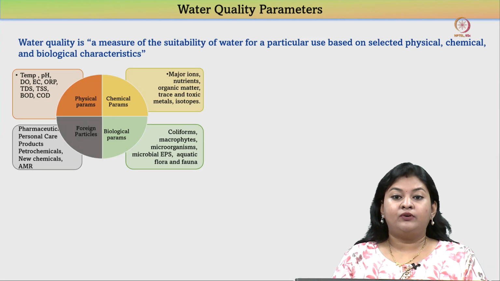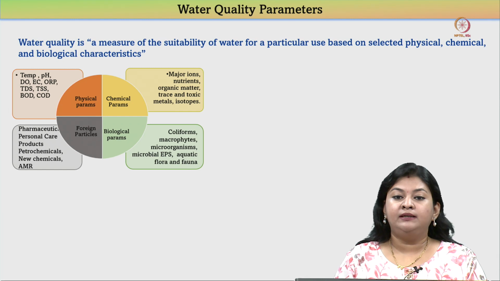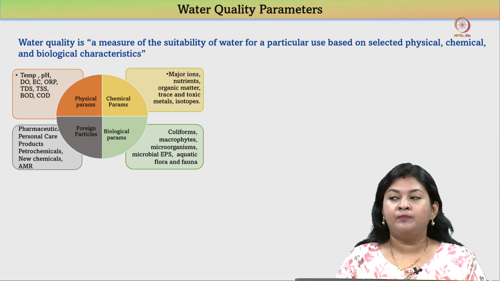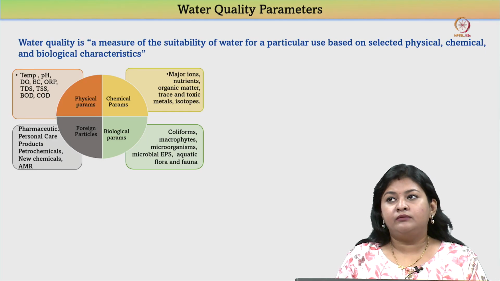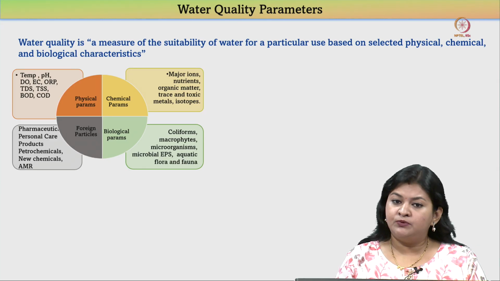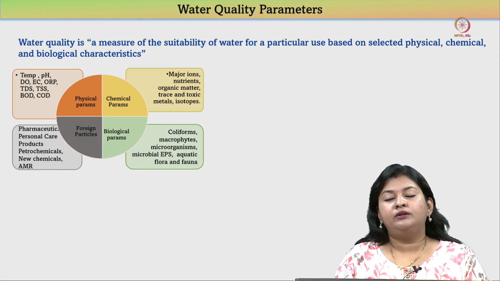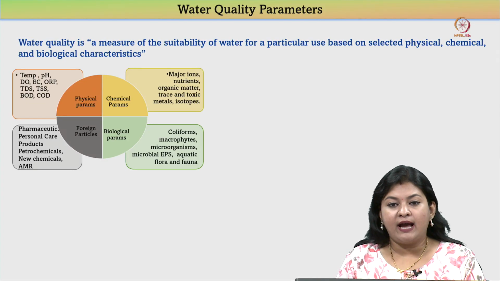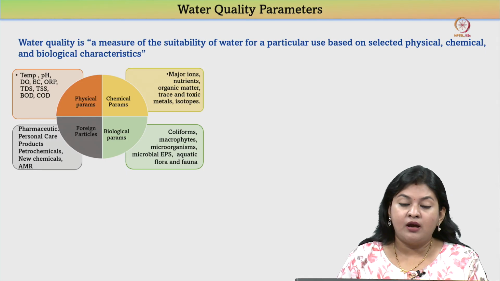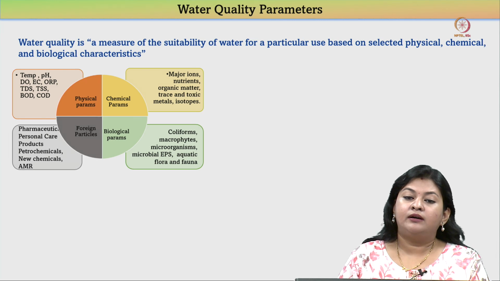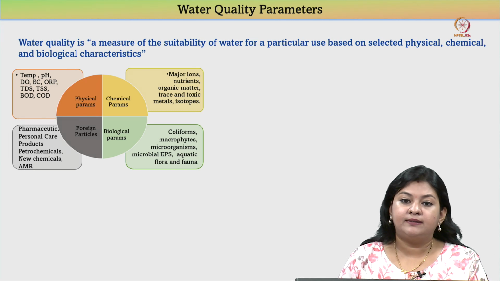Whether it is for drinking purpose, bathing purpose, any industrial use, any other use such as gardening, car washing or things like that, or for recreational purpose. Basically there are multiple uses of water, and based on the use that you have for that water, you are going to see what is the most desirable physical, chemical and biological characteristic it should possess.